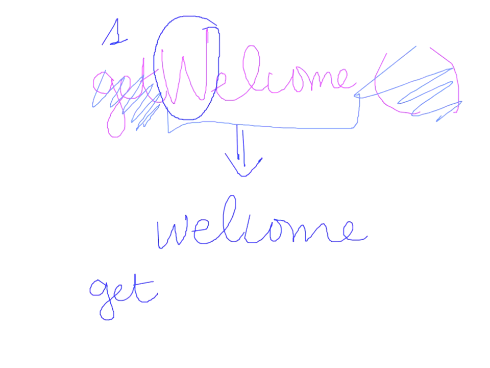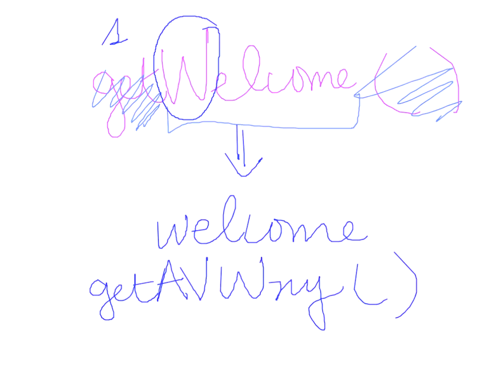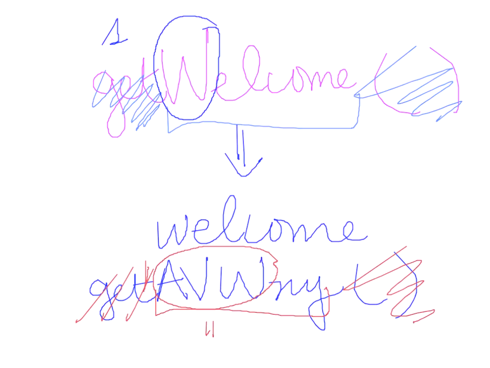Now, if my method is like this, I will remove get, and this is the rest. Here I have more than one capital letter. So for this reason, the property will be AVWXY, the same one, not like welcome. Is it clear?